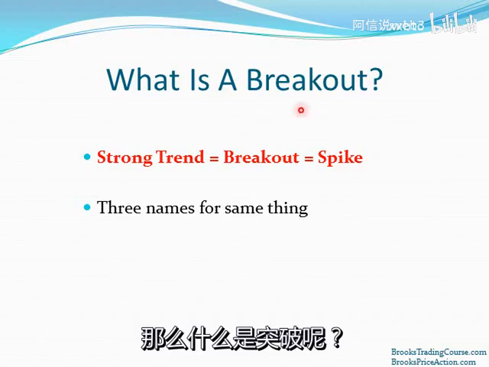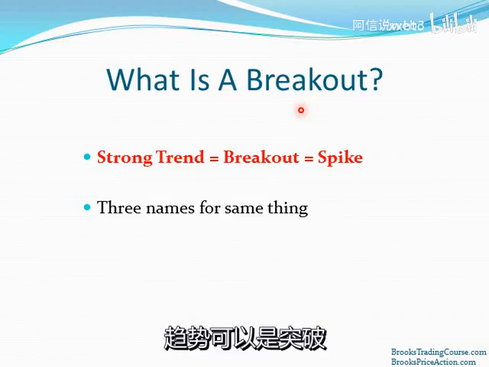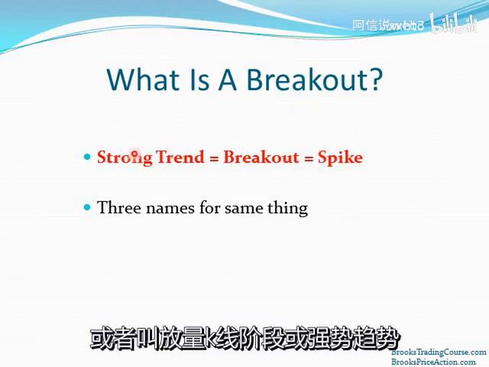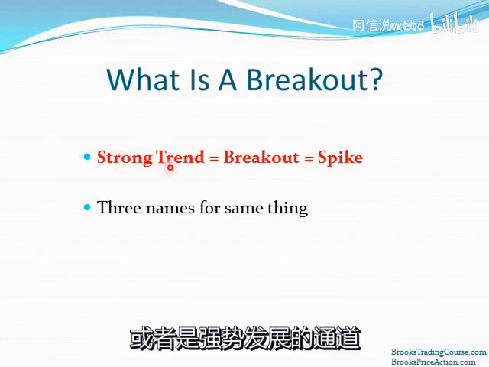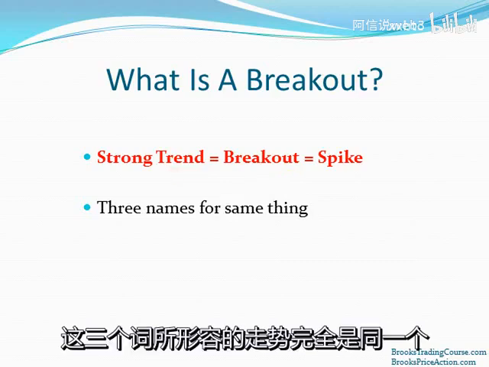So what exactly is a breakout? It is the strong phase of a trend. A trend can either be in a spike, which is also a breakout, and a strong trend, or it can be in a channel. These three terms, spike, breakout, and strong trend, are three different phrases to describe the exact same thing.